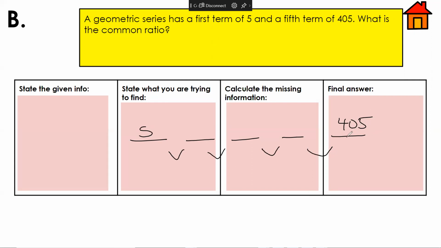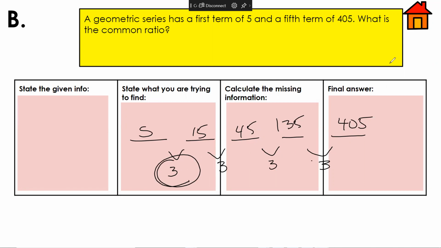What about 3? Well, we can try that. We're trying 3. So 5 times 3 is 15. 15 times 3 is 45. And then 45 times 3 is 135. And 135 times 3 is 405. Dang, I'm a good guesser. Look at me. So what was our ratio? 3.